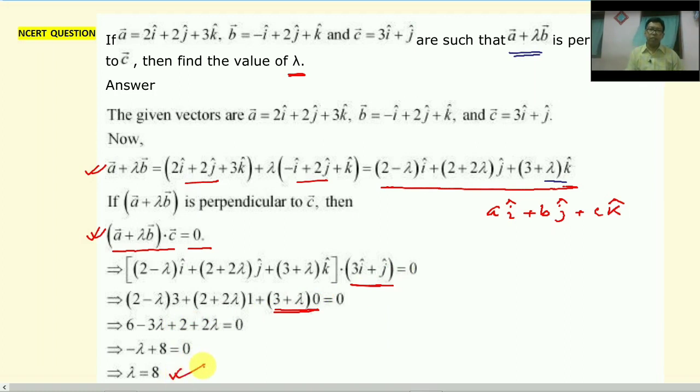So this is one of the most important questions of the NCERT book. So please go through these examples, and I discuss the important examples, and you have to do all the problems in your NCERT book.